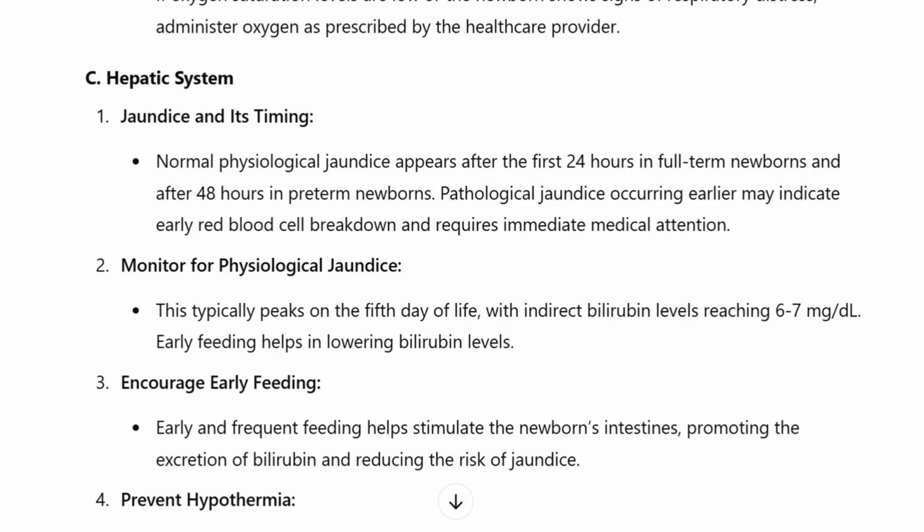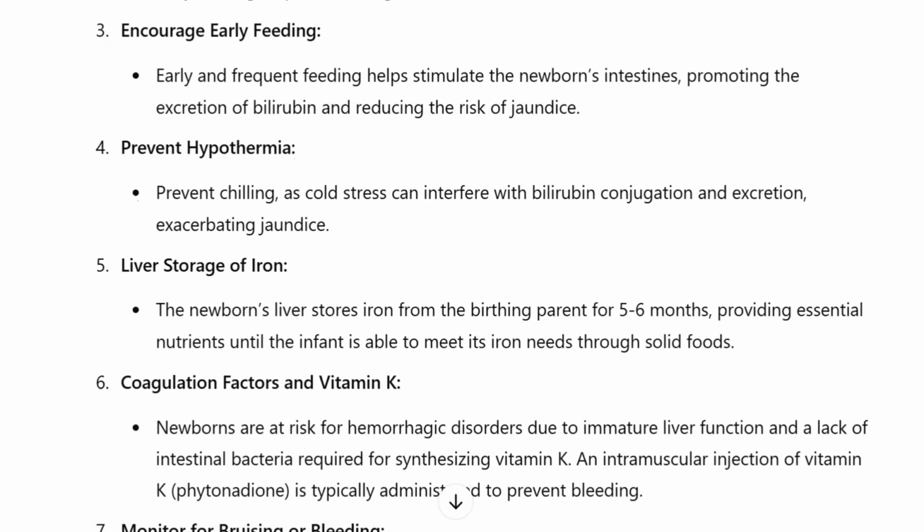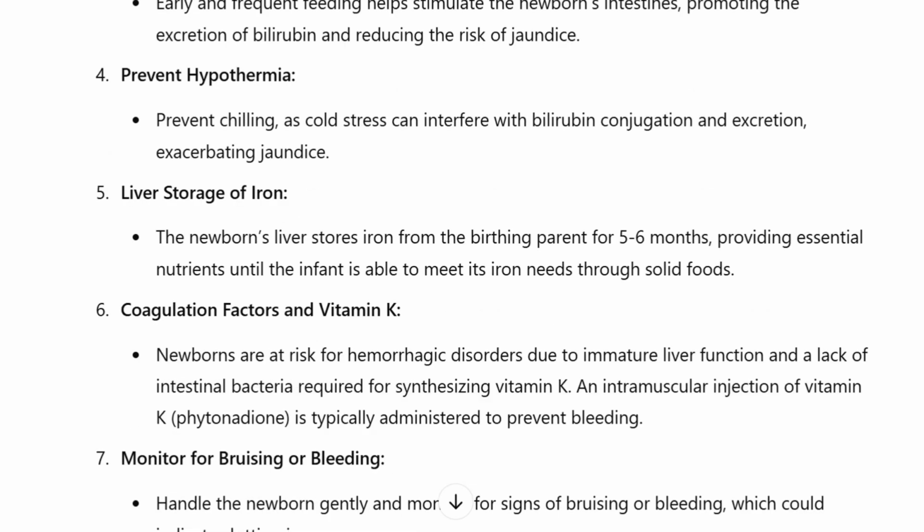2. Monitor for physiological jaundice. This typically peaks on the 5th day of life, with indirect bilirubin levels reaching 6 to 7 milligrams per deciliter. Early feeding helps in lowering bilirubin levels. 3. Encourage early feeding. Early and frequent feeding helps stimulate the newborn's intestines, promoting the excretion of bilirubin and reducing the risk of jaundice. 4. Prevent hypothermia. Prevent chilling, as cold stress can interfere with bilirubin conjugation and excretion, exacerbating jaundice.